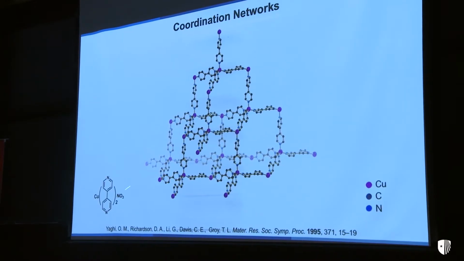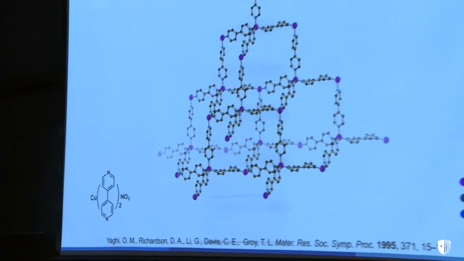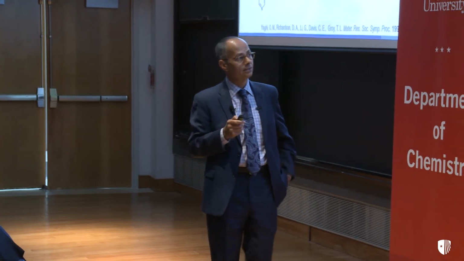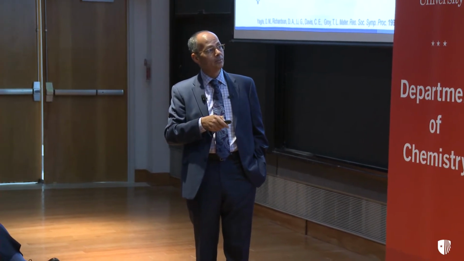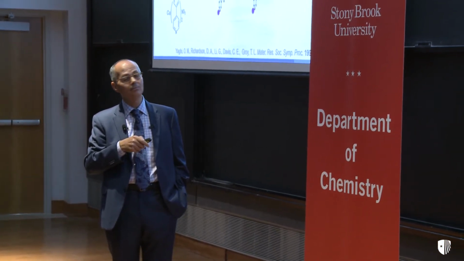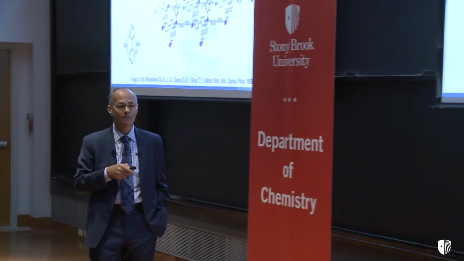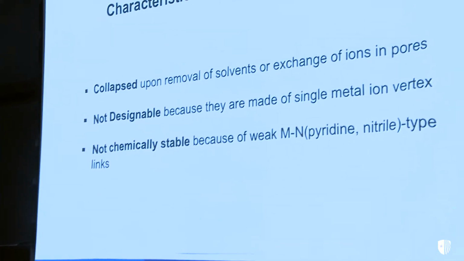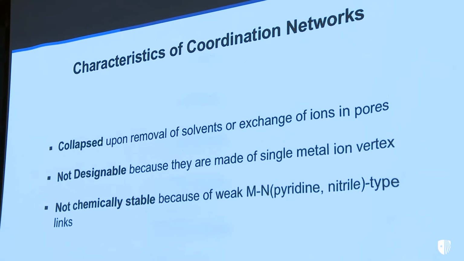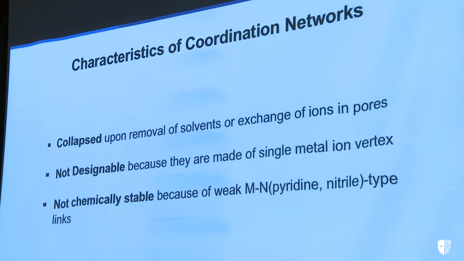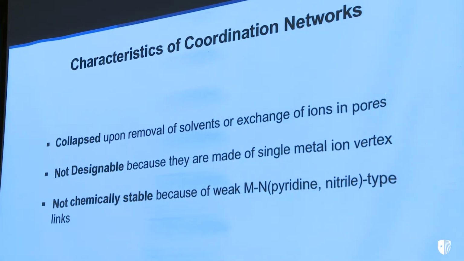And so we started exchanging the nitrate with chloride to see whether the frameworks remain intact. And in fact, they were not very stable. They were not stable because they're made from weak bonds, and they were also made from intersections that had only one metal ion. Okay, so I call them unsteady, very wobbly. So these, what I call coordination networks, collapse upon removal of solvent. They're not designable, and they're not chemically stable. And if I continued in that area, I would not even get tenure.